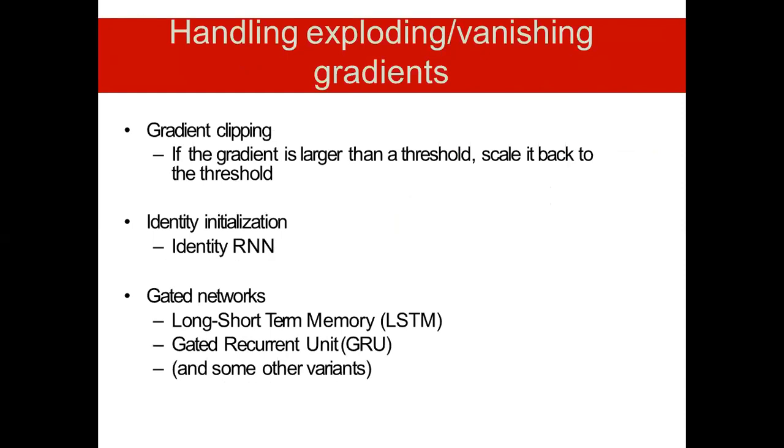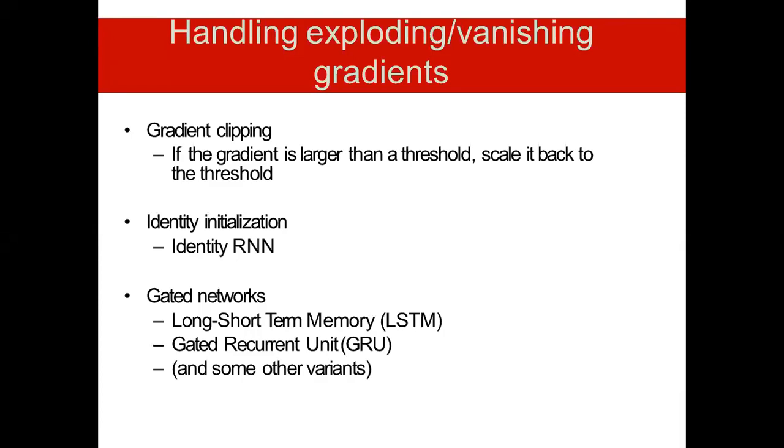A major issue with recurrent neural networks is gradient exploding or vanishing, because these neural networks are in general deep if your sequence is long. There are several ways to alleviate this issue. One simple way is just applying gradient clipping: if the gradient is too large, we scale it back. The second way is to use the identity function to do the transformations.